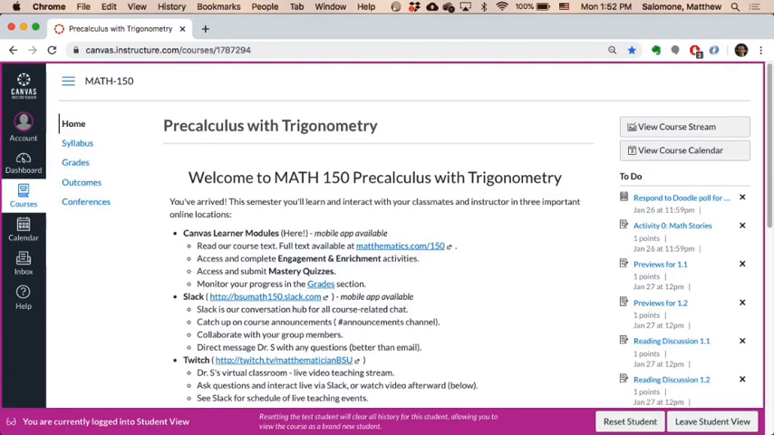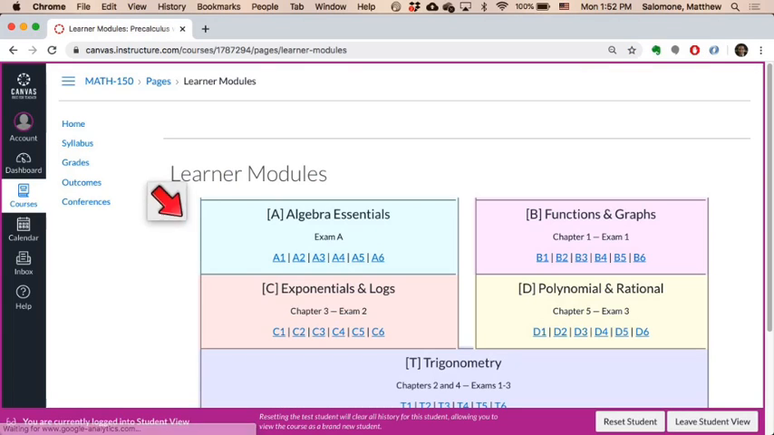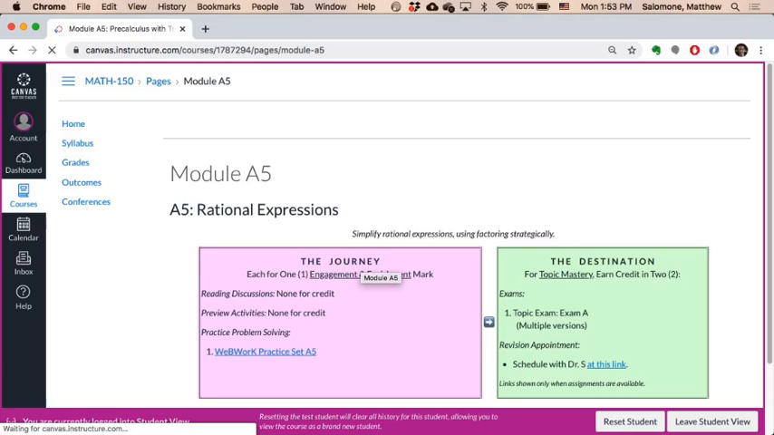So the algebra portion of the course consists of 6 topic modules. If we go into the Learner Modules area, those are the topics A1 through A6 up here, called Algebra Essentials. And they're a little bit different than the other modules on this list, because if we look at one of them, let me just go into A5, for example. This is the module on rational expressions.